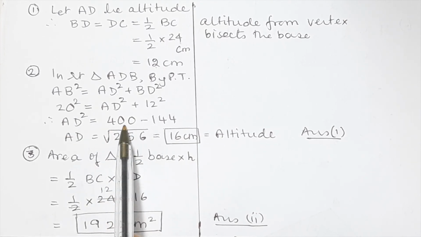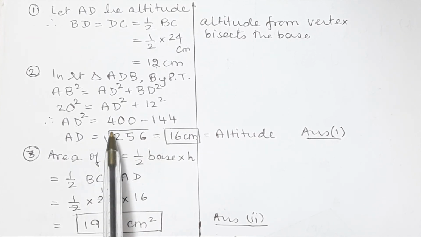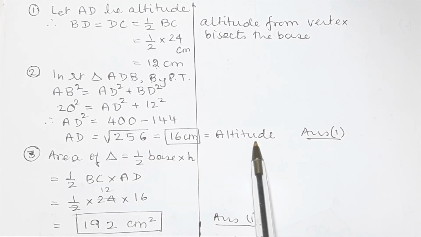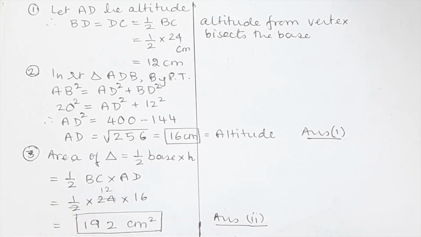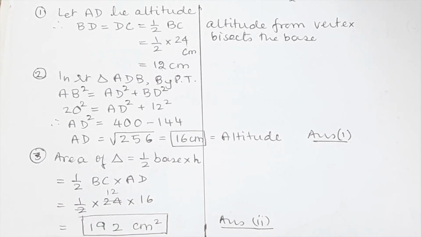So AD square will be equal to 400 minus 144. That will give us 256. So AD will be under root that, and 16 square is 256. So we are going to get AD as 16 centimeters, which is the altitude, and that becomes our answer 1. Now, the second part they asked us is to find the area. So area of triangle is half base into height, correct? So that is half BC into AD. And so you will have half 24 into AD is 16, and that is 192 centimeters square, and that is our answer 2. Now in this video, I have solved question number 3 and 4 from 2020 Class 9 pre-boards.